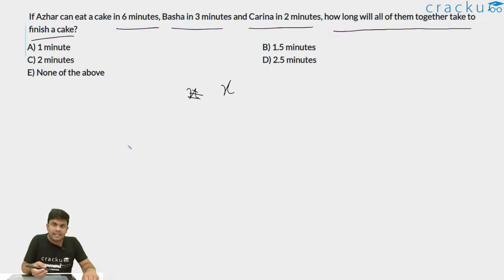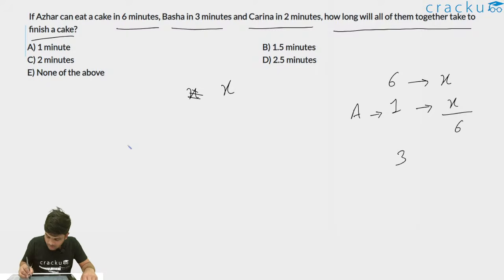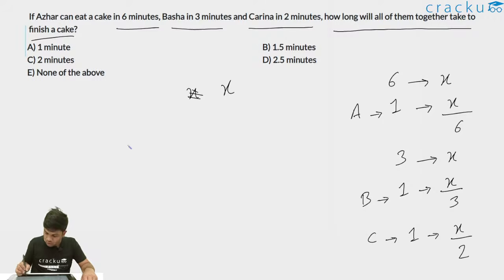Now Azhar can eat a cake in 6 minutes. So in 6 minutes, he will eat X amount of cake, because it is the total amount of cake that is present. So in 1 minute, Azhar can eat X by 6. This is for Azhar. Similarly for Basha, in 3 minutes she can eat X amount of cake, so in 1 minute it will be X by 3. And for Karina, similarly, in 1 minute it will be X by 2.